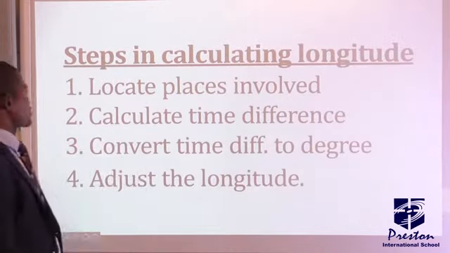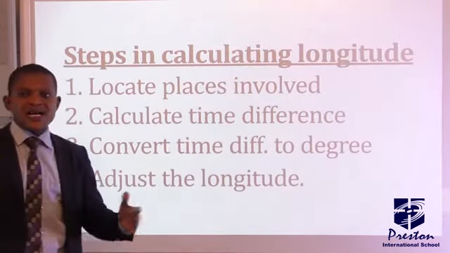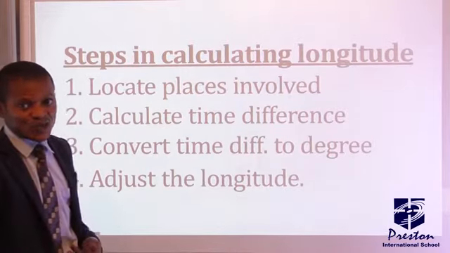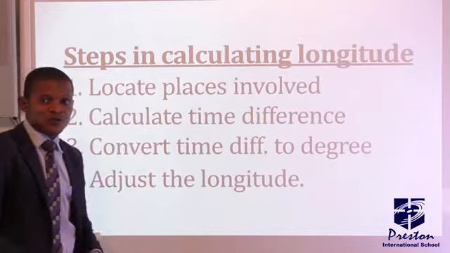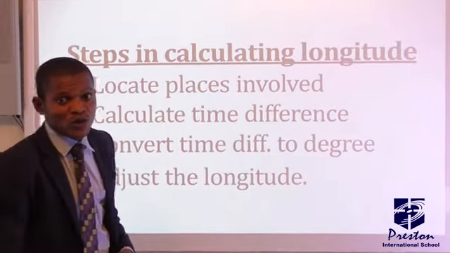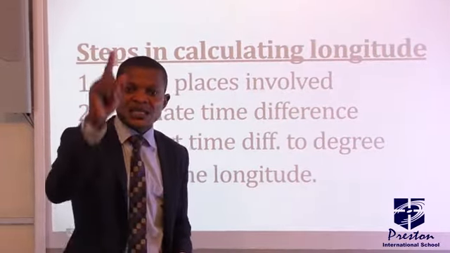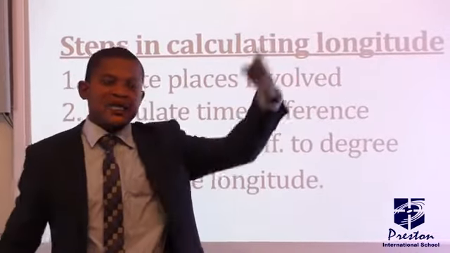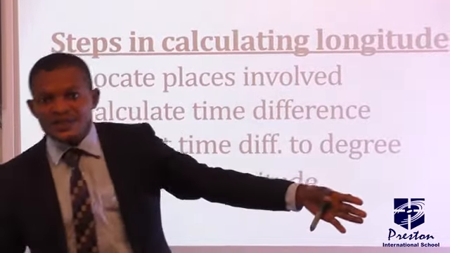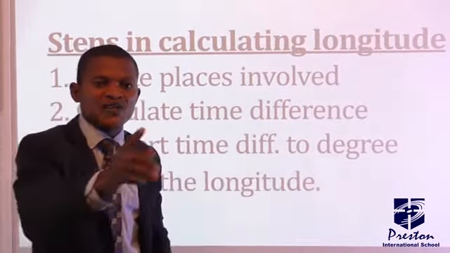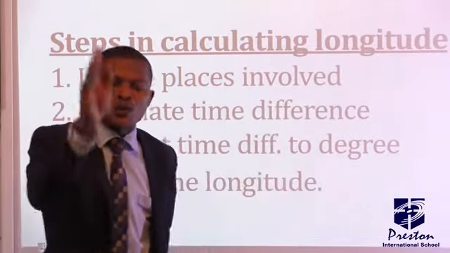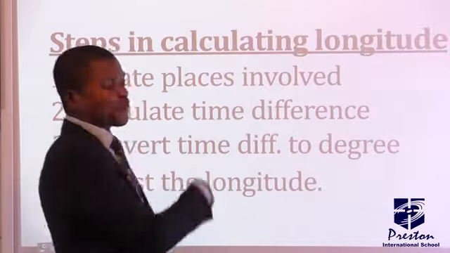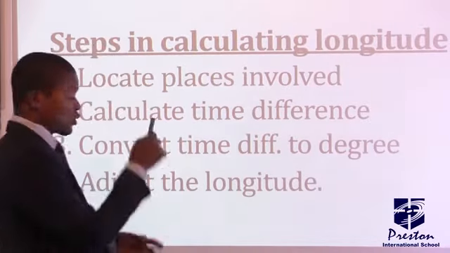Now, let's look at the steps. Step number one. The steps are similar to the ones we applied last week. Locate the places involved. Here, you need to take note of something. In the last class, the places could be either west or east. But here, one will be given, the other will not. You consider the time; the two times will be given. You will be looking at the earlier time, which will come first. Please take note. We are going to apply that very soon.